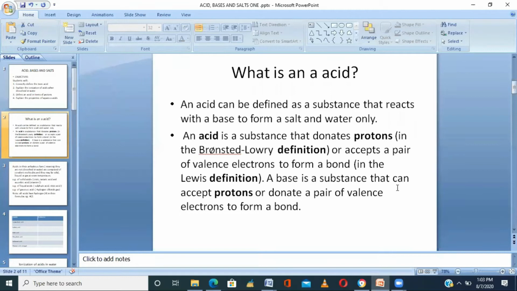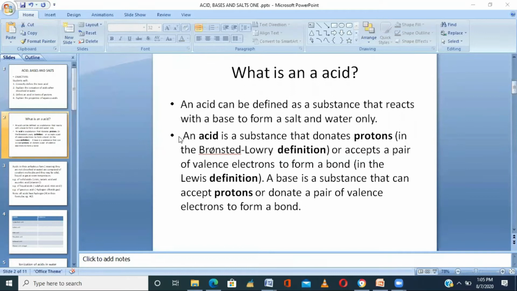However, we also have: an acid is a substance that donates protons, and this is in the Bronsted-Lowry definition. So who can recall what is a proton? Can anybody tell me what's a proton? Sir, is a stable particle. I'm sorry? A stable particle? Not really what I'm looking for. Can somebody help Kezia? Shania, what is a proton?